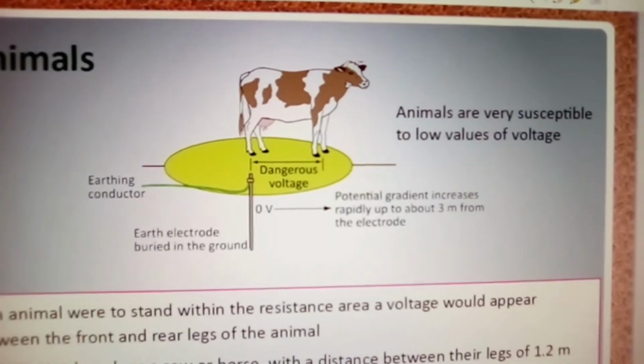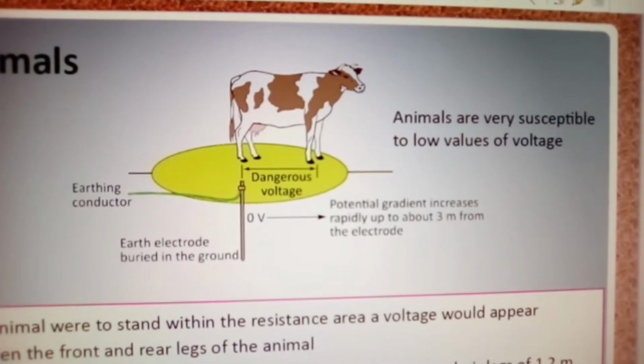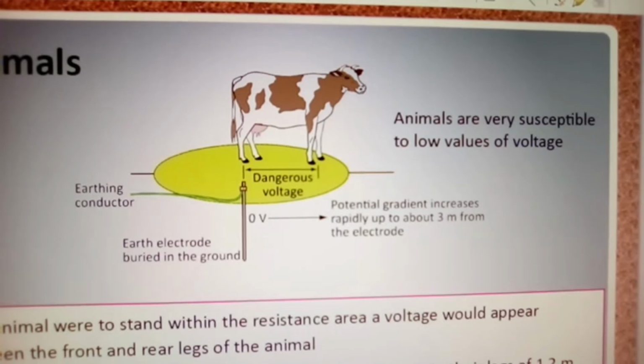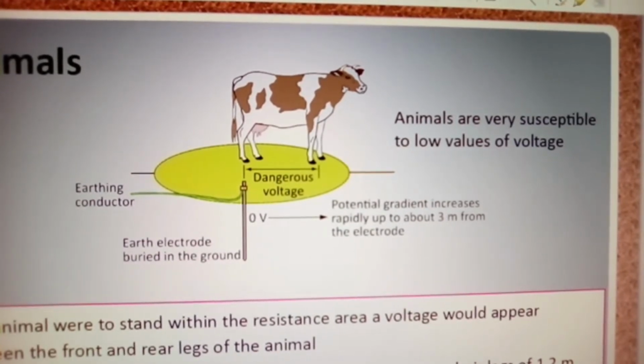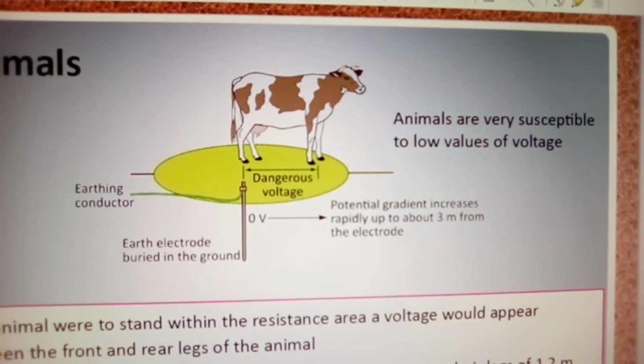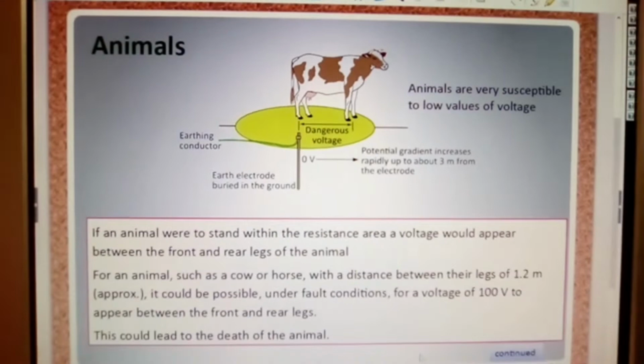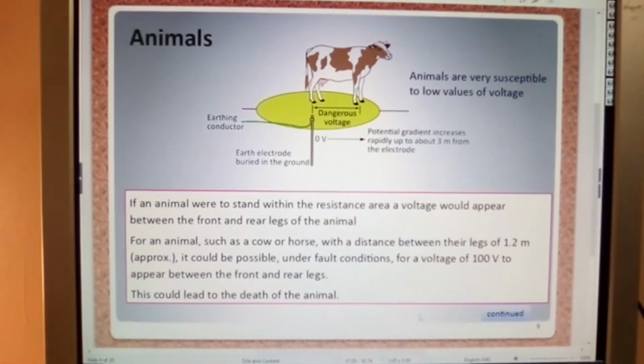Okay, let me just take this into you. Right now, all we're saying here is that it is possible for voltage to occur or to appear between the front legs of a cow or a horse for that matter and the back legs, which can create a potential difference causing death to the animal. It is your job to make sure that this does not happen. So your earthing must be sound.